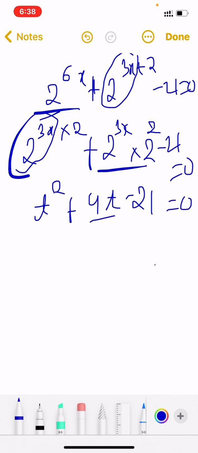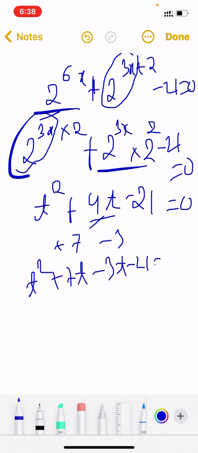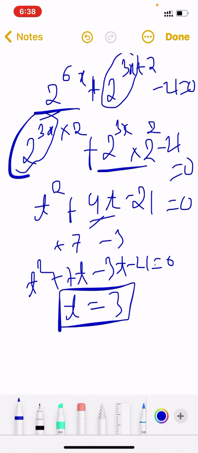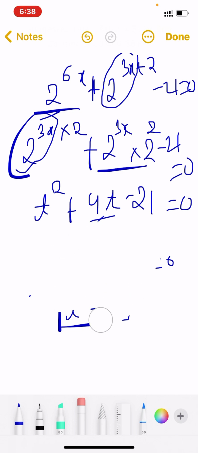Now simply you have to split this 4, the product should be minus 21, and when we add we get 4. So this will be plus 7 and minus 3, so t square plus 7t minus 3t minus 21. From here we get t equals 3. Minus 7 is discarded because 2 to the power 3x can't be negative. Okay, so 2 to the power 3x is 3.